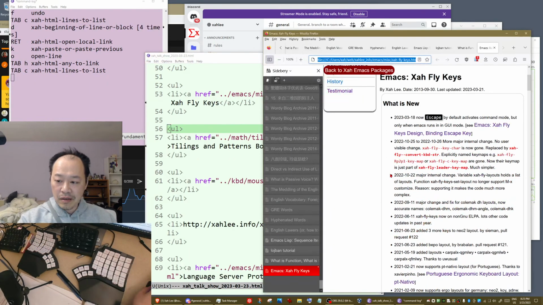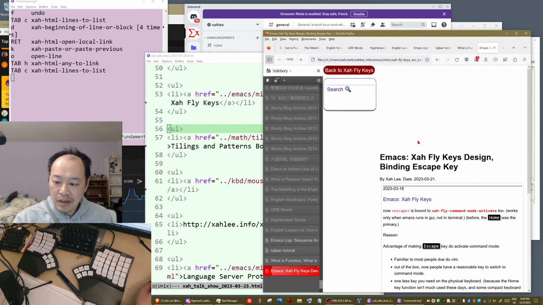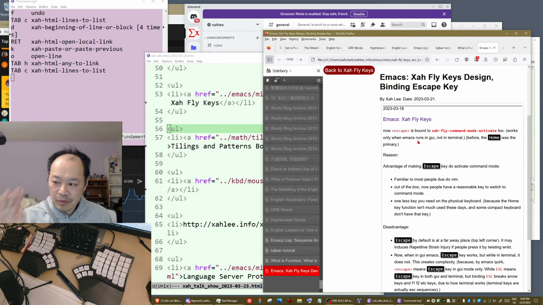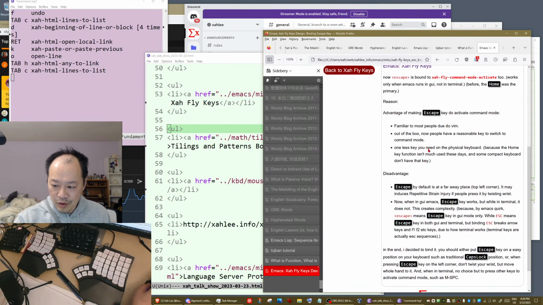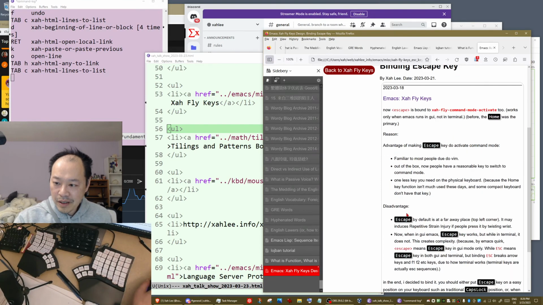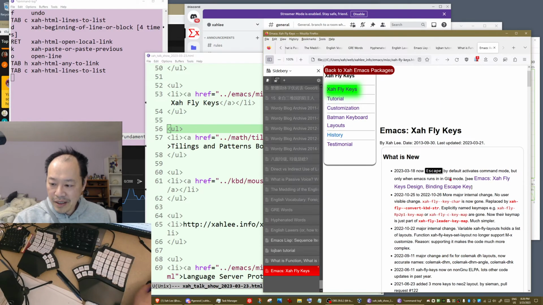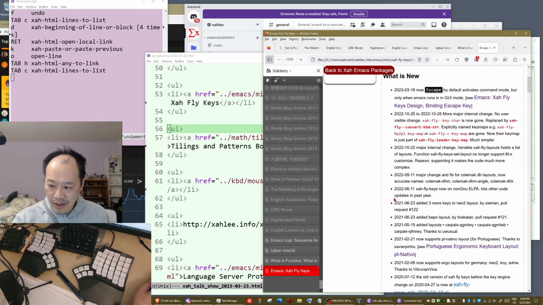So there's been a lot of work on Xah keys in the past 2 months. Now the escape key by default will toggle to command mode. You can read about the details of the design, about whether the escape key should be the default or not. There are intricate issues because of the terminal. So anyway, Xah flag keys, if you haven't already, try it out.